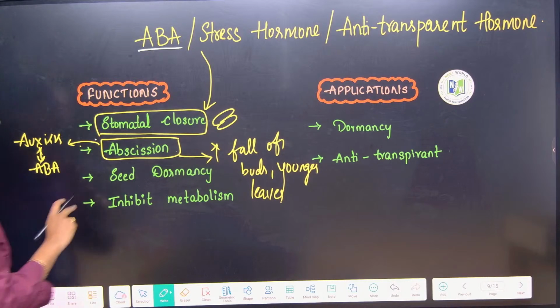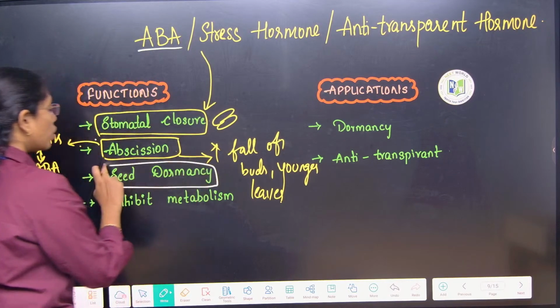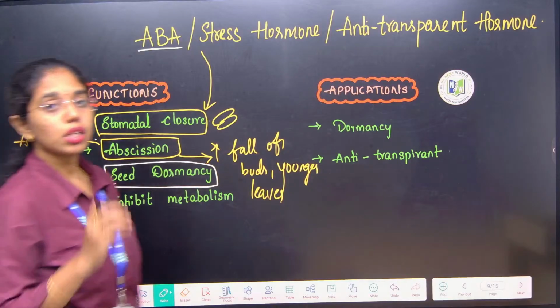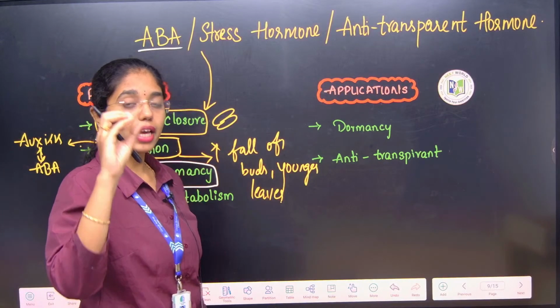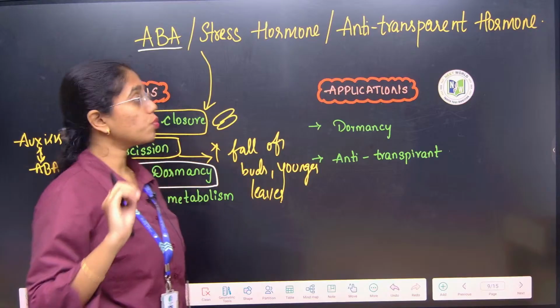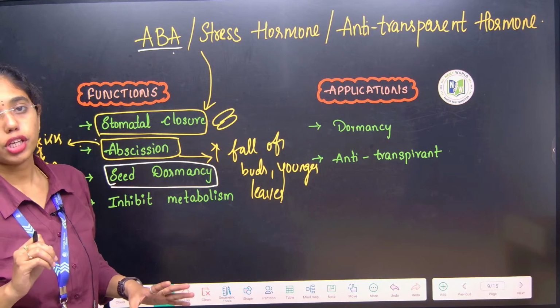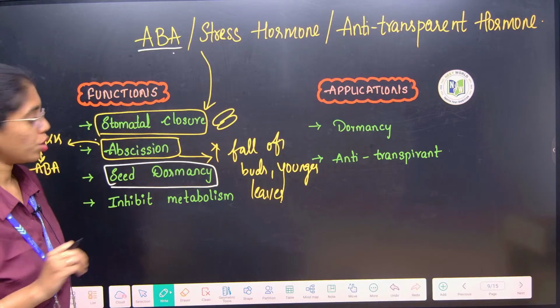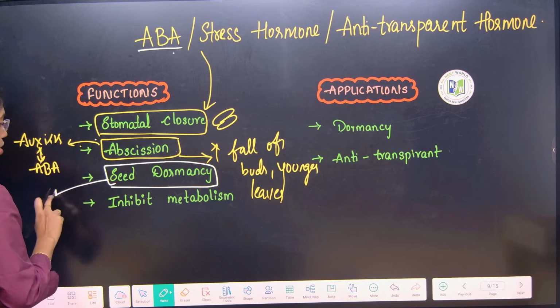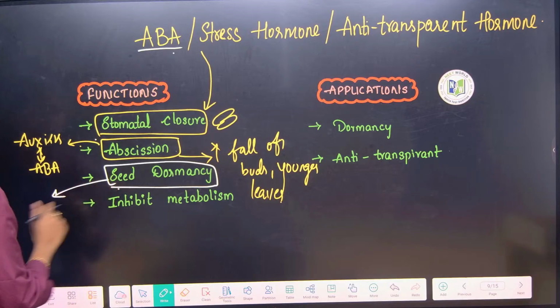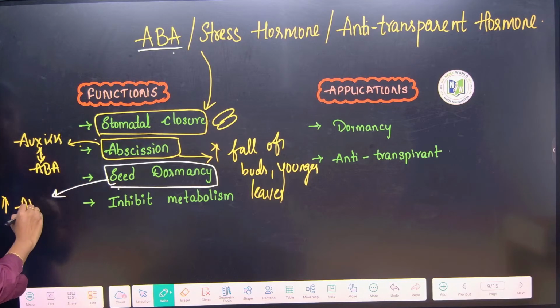Remember that. Next is seed dormancy. During unfavorable conditions, the seeds will remain in the dormant stage. That is because of abscisic acid. It will not allow seed germination during unfavorable conditions. So seed dormancy is promoted by abscisic acid and inhibited by gibberellic acid.